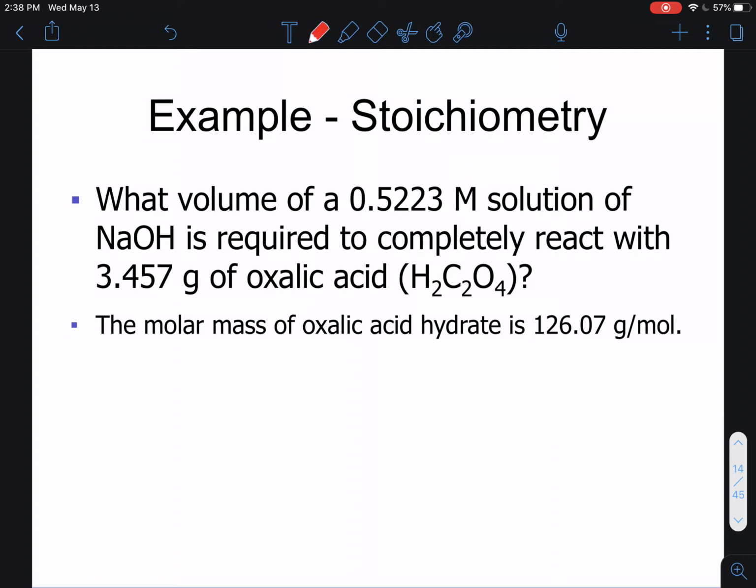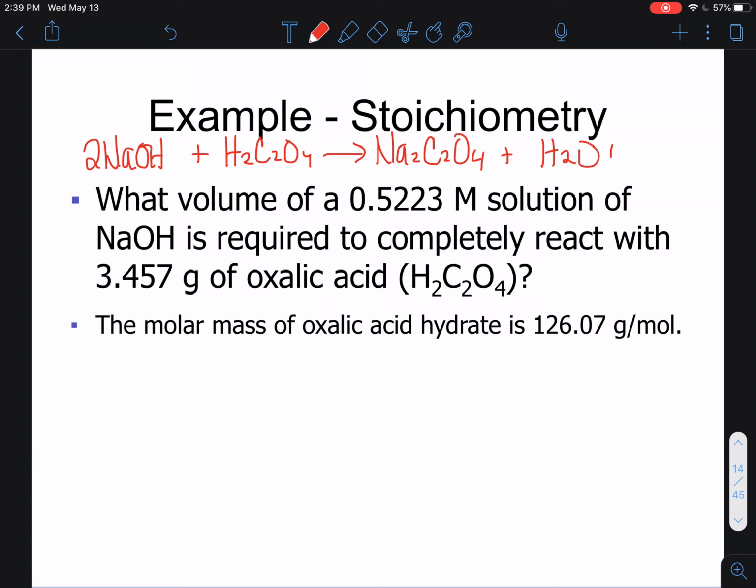We also know that 2 moles of sodium hydroxide react with 1 mole of oxalic acid, H2C2O4, to give us Na2C2O4 plus water, obviously. So since we know that oxalic acid and sodium hydroxide react in a 2-to-1 ratio, and we know the concentration of sodium hydroxide, we can first figure out how many moles of oxalic acid we have.